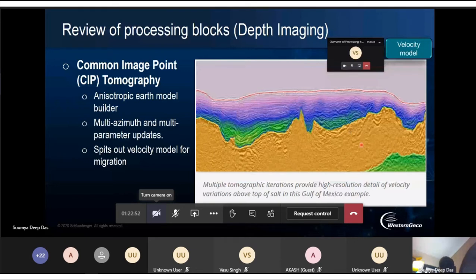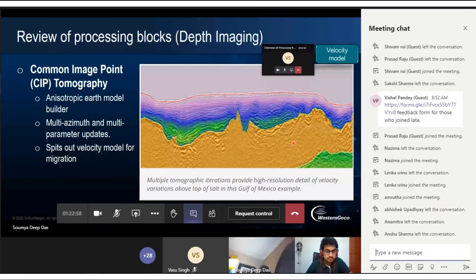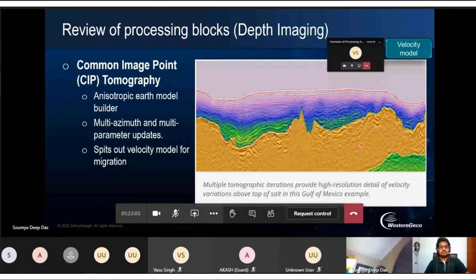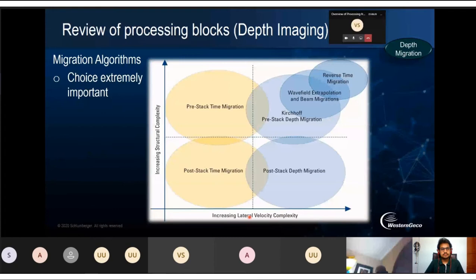the beauty. Once we have the model, what's the use of it? We have to run the migration. And here, the whole thing is all about migration and the image, because at the end, we need this, right? So, on this axis, you see the increase in lateral velocity complexity, and this axis is increasing structural complexity. And you see the algorithms presented, how complex it can handle.